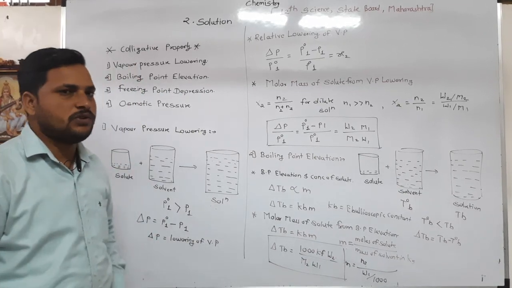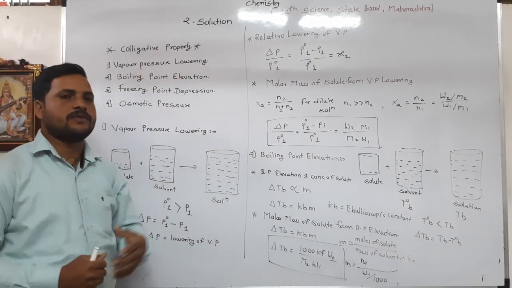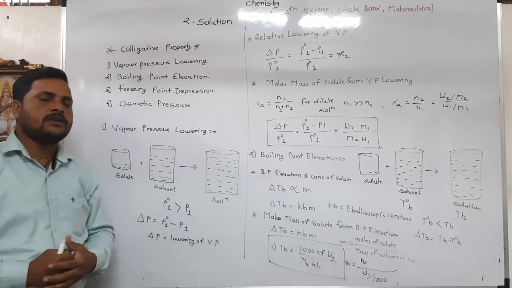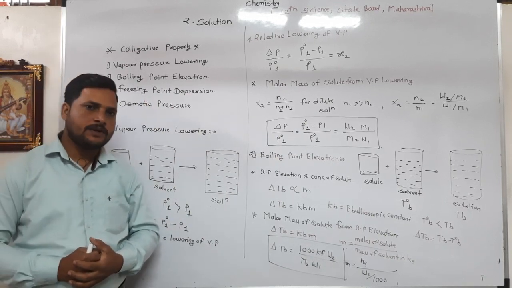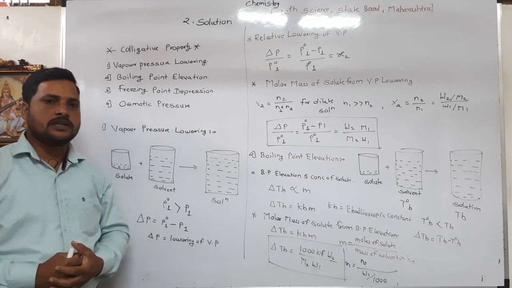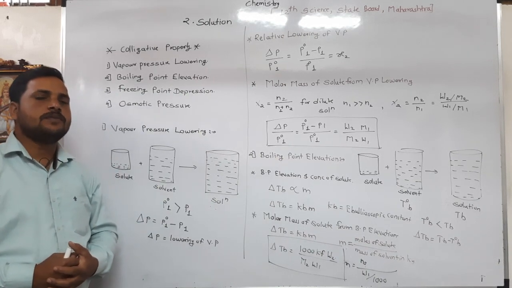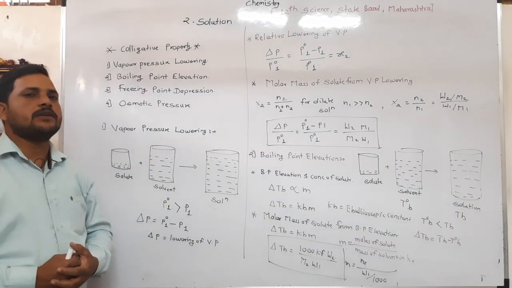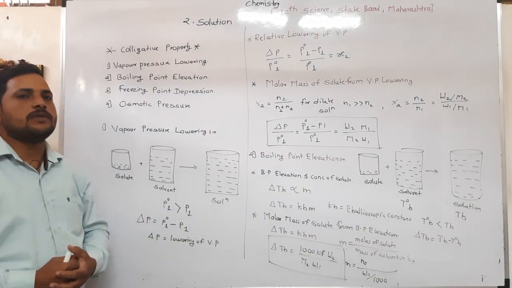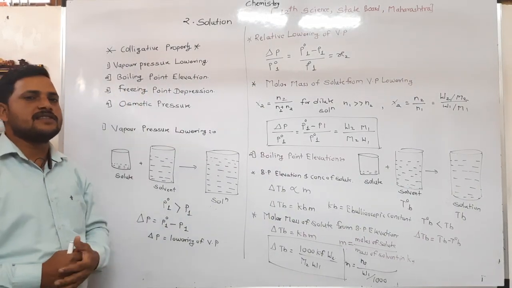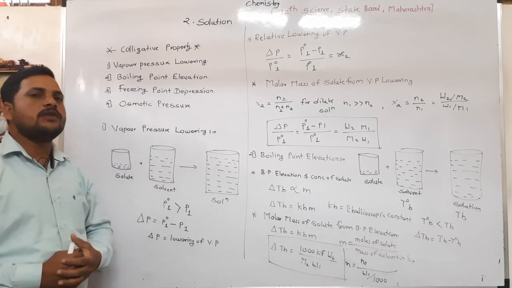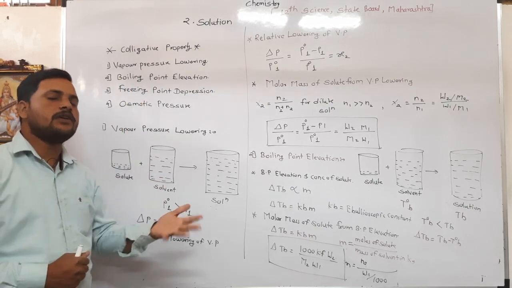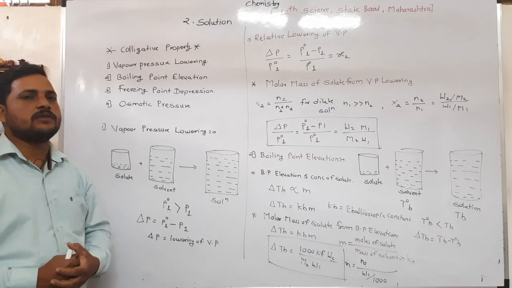Let us start a new topic, colligative property. So, what is meant by colligative property? The colligative property is the property which depends upon the number of solute particles and does not depend upon the nature of the solute particle. In simple way, we can say that it depends only upon the number of solute particles and not upon the nature of the solute molecule.